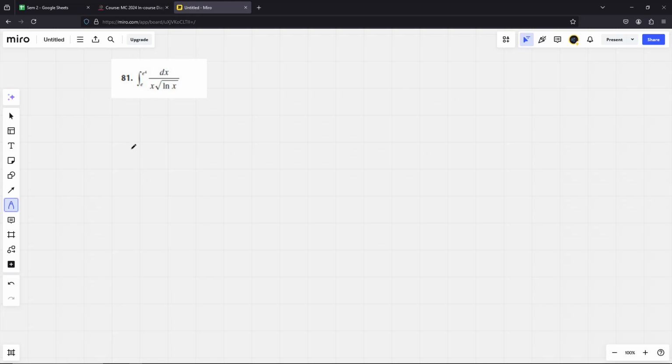Alright, so today we have the integral from e to e to the 4 of dx all over x times the root of ln x. Okay, how would we approach this problem? The first thing I'm thinking about is, what can I substitute in to make this integral a lot easier? If I sub in something, I can manipulate this so that something will cancel, or it's going to make it look a whole lot simpler.